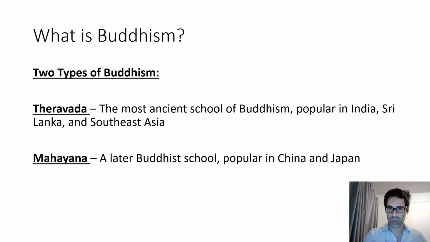Now, one thing to be aware of is that there are, generally speaking, two major types of Buddhism, Theravada and Mahayana. Theravada Buddhism is the most ancient school of Buddhism, popular in India, Sri Lanka, and Southeast Asia. And Mahayana Buddhism refers to a later Buddhist school of thought, popular in China and Japan.